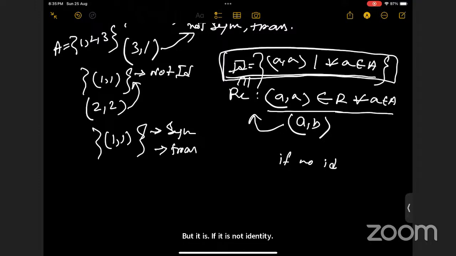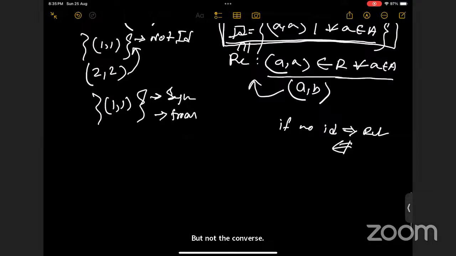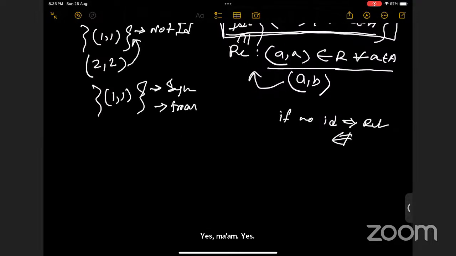Ma'am, it is just like a reflexive relation must have an identity relation within it. Yes, that's the deal we are talking about. A reflexive relation must have an identity as a subset. If it is identity, then it will imply reflexive, but not the converse. Okay. Yes, ma'am. So, are you clear with it? Yes, ma'am.